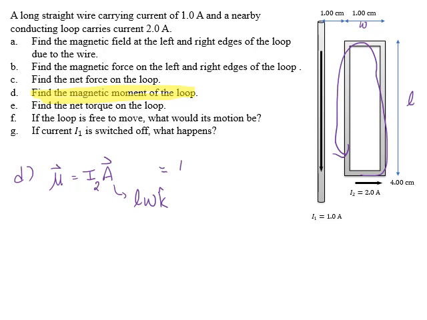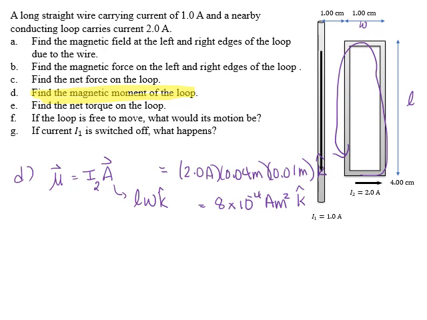So our magnetic moment then is our current I2, 2 amps, times the length of the loop, 4 centimeters, times the width of the loop, 0.1 meters, or 1 centimeter, in the K hat direction, out of the page. Our magnetic moment is 8 times 10 to the minus 4 amps times meters squared, and that is in the K hat direction. Okay, I think we have enough room on this slide to do part E.